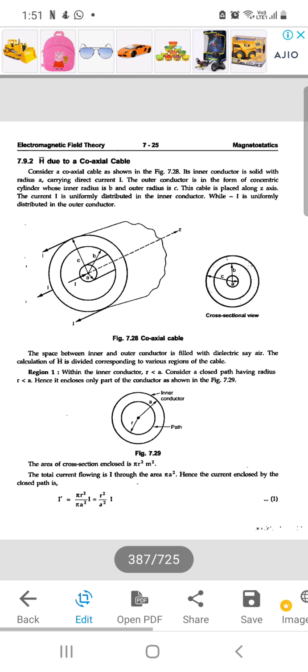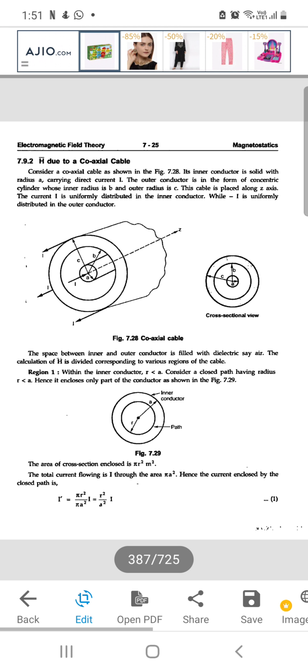And here you assume the space between inner and outer conductor is filled with dielectric, say air. The calculation of H is divided corresponding to the various regions of the cable, that is, you will be choosing the Amperian path according to the different regions of the cable.